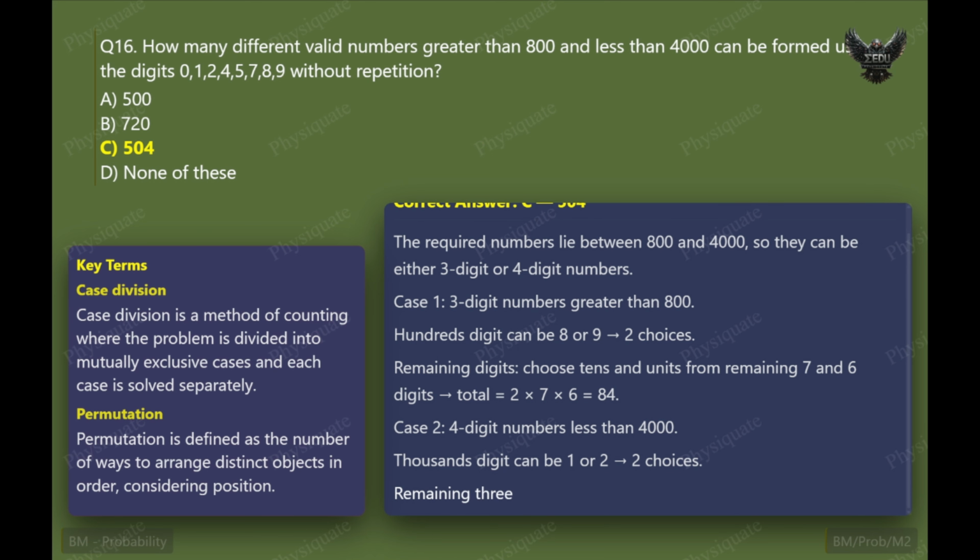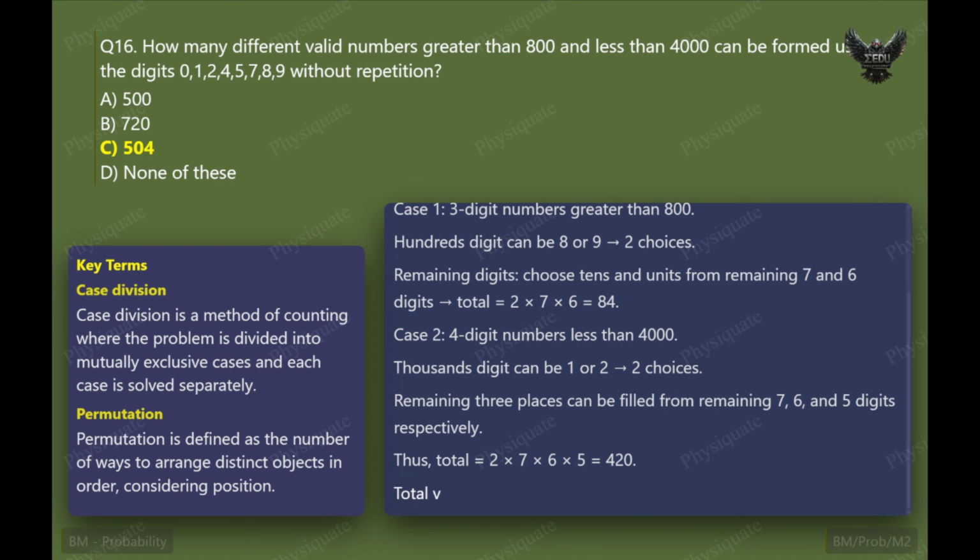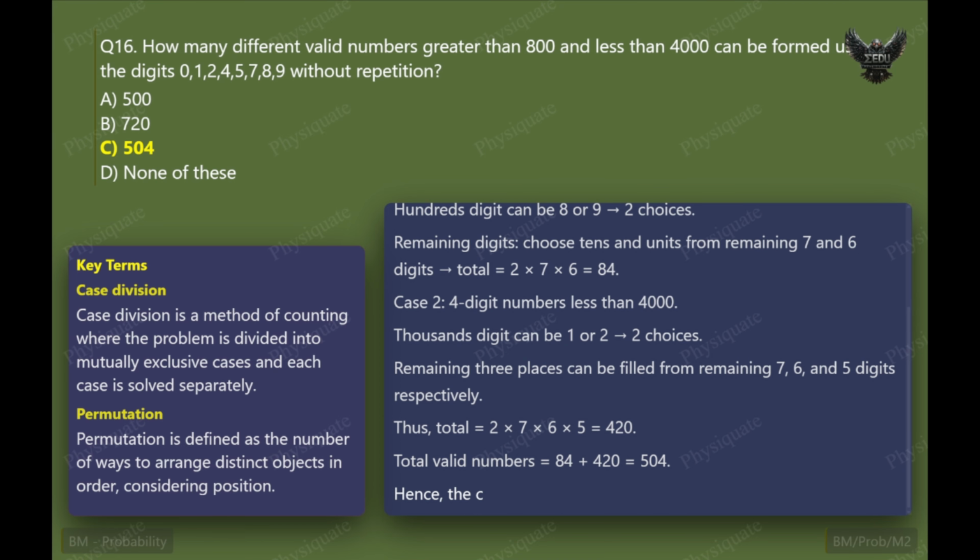Remaining 3 places can be filled from the remaining 7, 6, and 5 digits respectively. Thus, total equals 2 times 7 times 6 times 5 equals 420. Total valid numbers equals 84 plus 420 equals 504. Hence, the correct answer is 504.